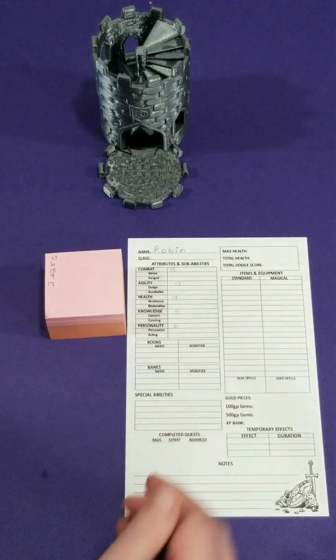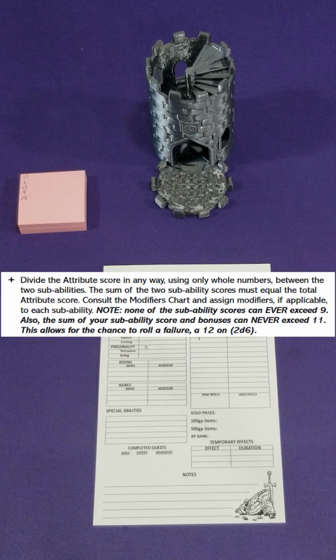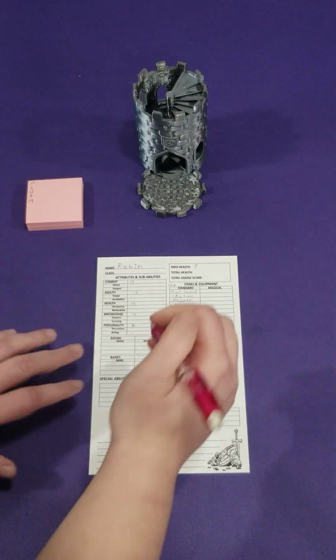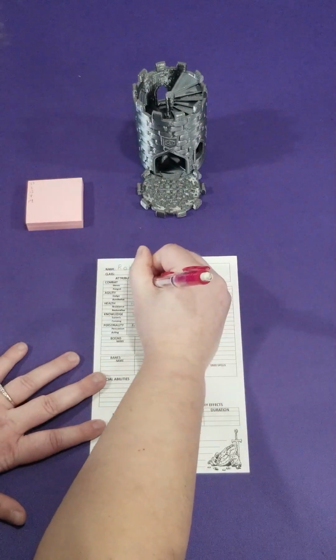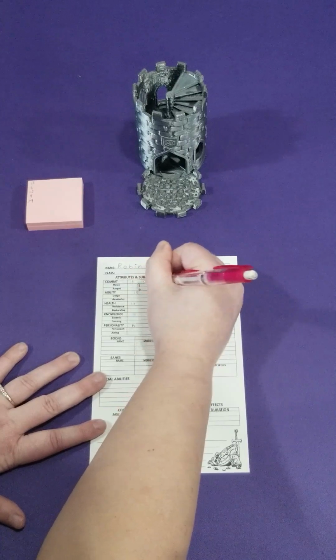Now that I have my main attribute scores, we are now going to figure out the sub-abilities. We are going to do that by dividing the main attribute score in a way using only whole numbers between the two sub-abilities. The sum of the two sub-ability scores must equal the total attribute score. Note, none of the sub-ability scores can ever exceed 9. Okay, so with that I'm going to put a 9 in melee because I want to be really good at melee combat. Then I'm going to put a 6, so that should equal 15.